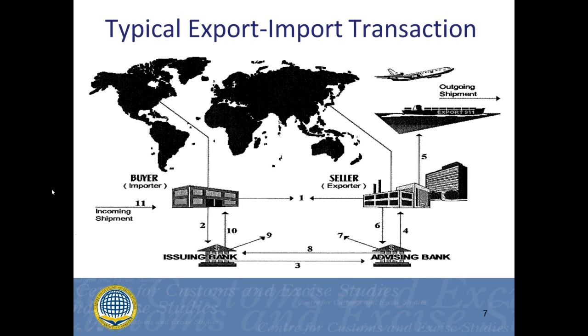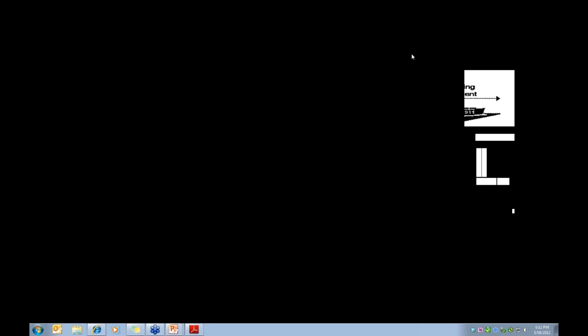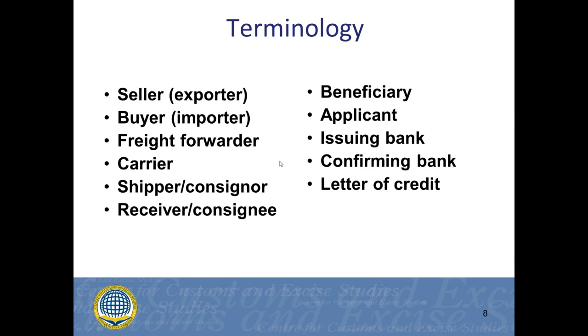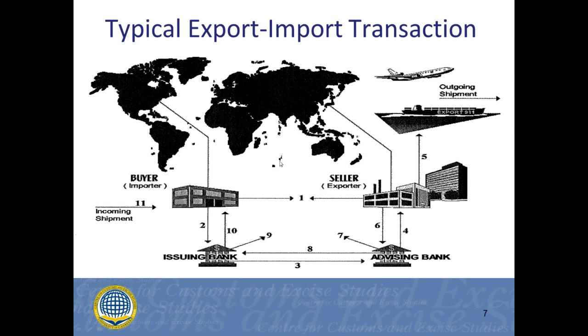On this next slide, you can see an overview of the typical export and import transaction between buyers and sellers. So you can see here in step 1, we have a buyer and the seller. The buyer is from the United States and the seller is in Japan. In step 1, they conclude a sales contract with a method of payment which is usually a letter of credit.